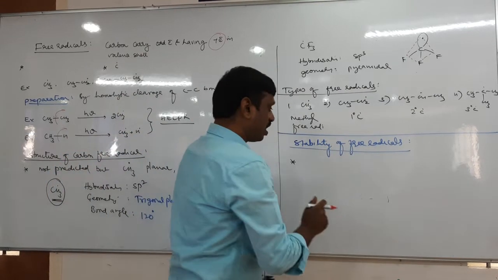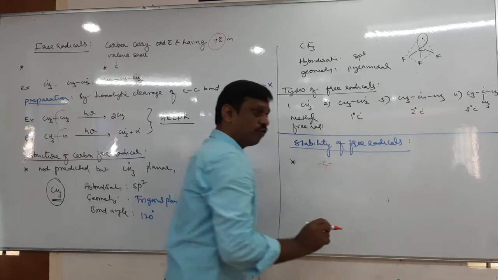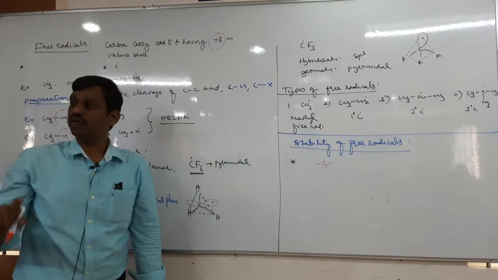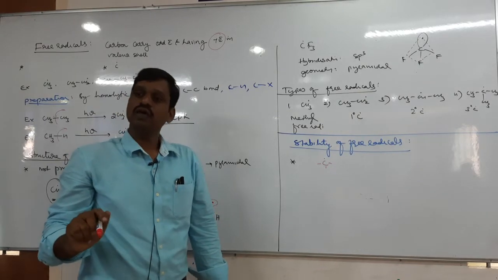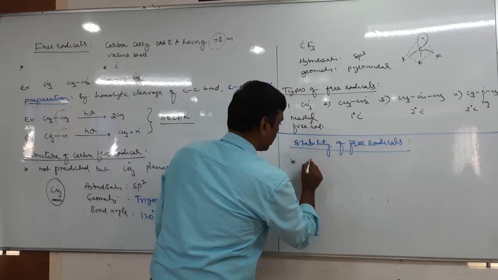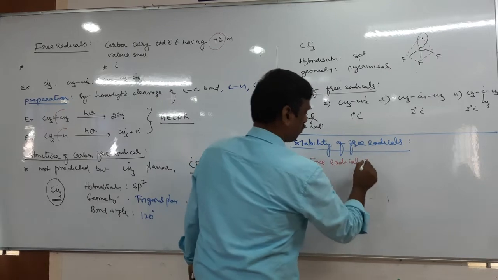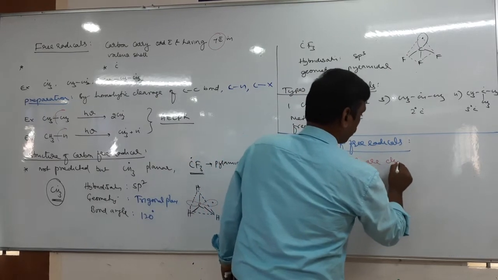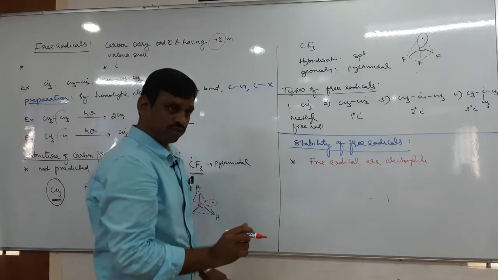Now, since they are electron deficient, they have less than 8 electrons in the valence shell. So they are stabilized by electron releasing groups, not electron withdrawing groups. They are stabilized by electron releasing groups. So that is the first point: free radicals are electrophiles or electron deficient species.